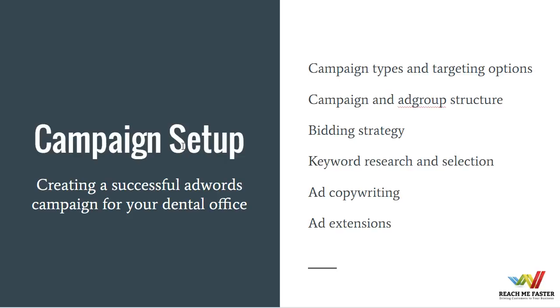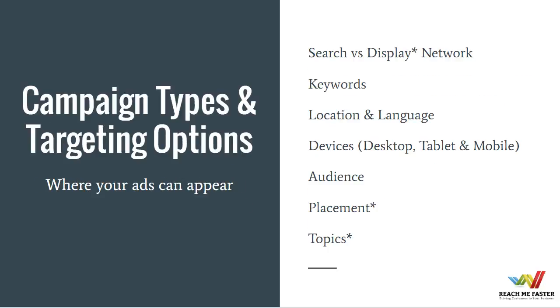Break it down into two parts, but let's quickly start with the campaign types and targeting options. So the campaign types in AdWords, there are several campaign types and each has its own targeting options. The main ones for a dental office are going to be the search network campaign and the display network campaign, and these are the targeting options. The first four are available in the search network only campaign, and then all six are available in the display network campaign.